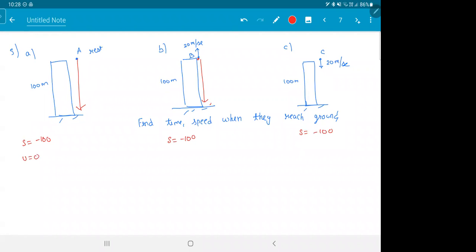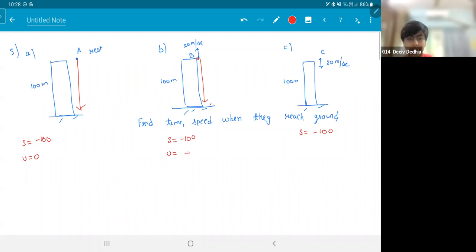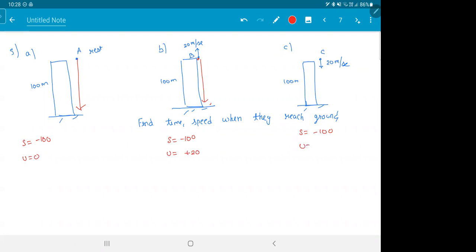Distance is different. But in the question, S is ut plus half at square, where S is displacement. What is u here? 0. What is u here? Plus 20. What is u here? Minus 20, because it is down. What is a? Minus g, that is minus 10. The only difference will be the u in each case. So you have to find time and velocity. That's it.